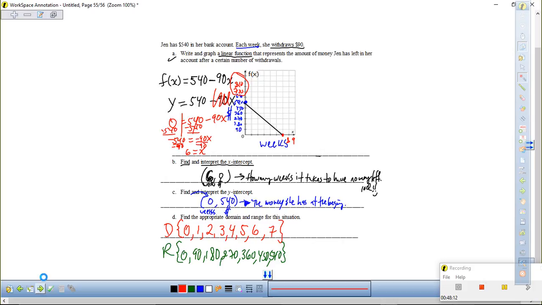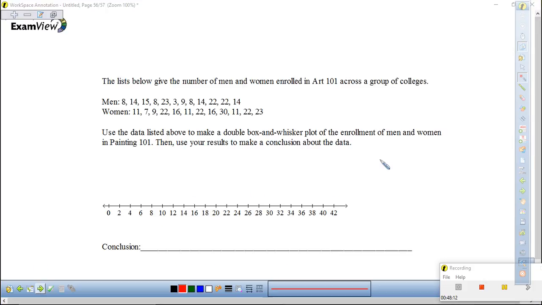Number 27. It says, the list below gives the number of men and women enrolled in Art 101 across a group of colleges. Here are the data. Use the data list above to make a double box and whisker plot of enrollment of men and women in Painting 101. Then use your results to make a conclusion about the data. All right, so let's start with men. Let's arrange it from least to greatest. Tell me what you write.